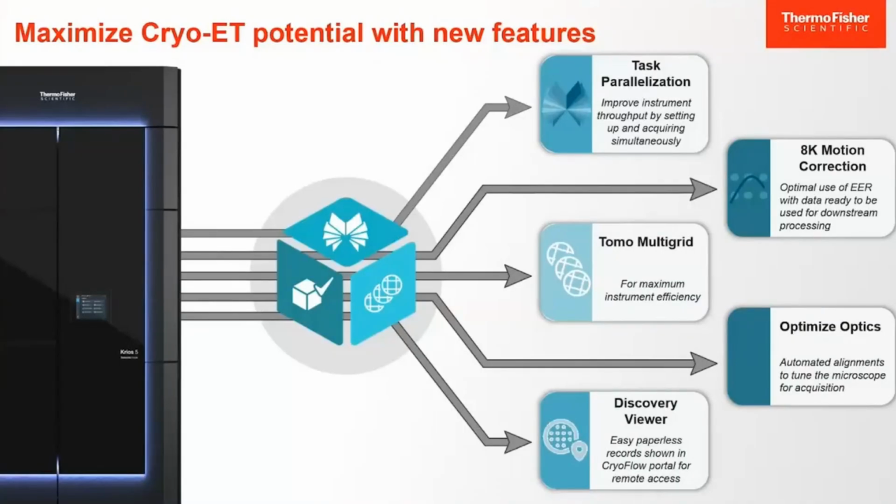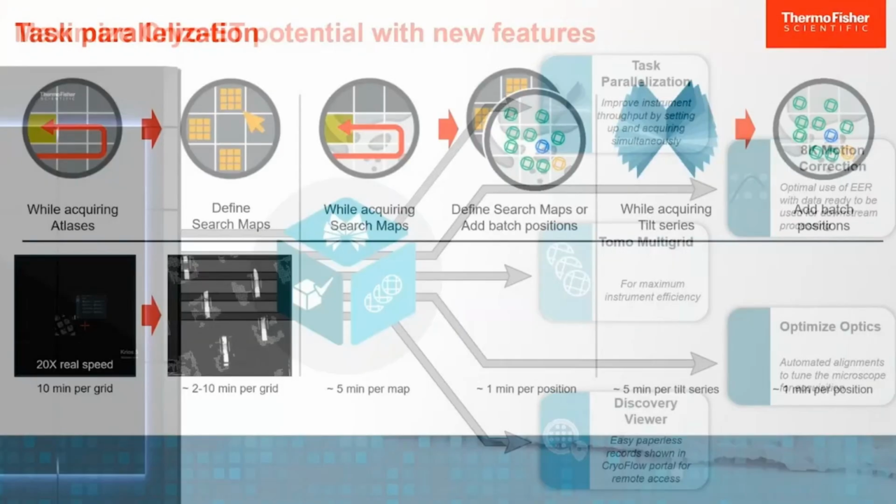In addition to that, we also have this 8K motion correction option, which I already talked about. It's a button in the Tomo software that you can select. And we have also automation of specific routines that you would like to use. For example, fine beam, auto-stigmate, auto-coma. The routine alignments have been automated, and they can also be found in the application software for tomography and for SPA. But first, about some of the new highlights: task parallelization, Tomo multigrid, and discovery viewer in the next couple of slides.